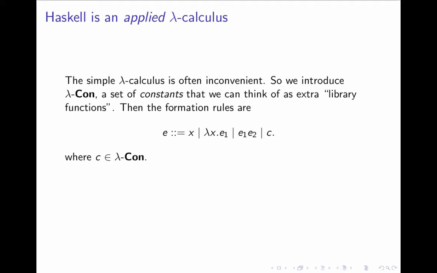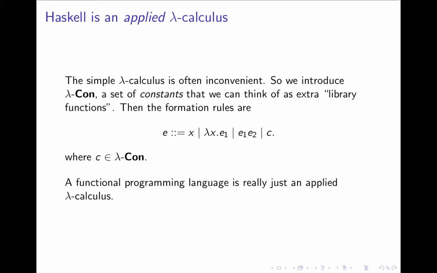And you're, of course, wondering now, what's this all got to do with Haskell? Well, Haskell is much richer than the simple lambda calculus that we've just seen. But there is a simple way of dealing with that. What we simply do is we introduce a set of library functions, or constants, as we call them. So if we do that, then the formation rules of our lambda calculus are amended a little bit. As an additional feature, we have the constants that belong to the set lambda con. And that's really all we need. Haskell is simply a version of the lambda calculus with a very large set of constants. A functional programming language like Haskell or Scheme or what have you is really just an applied lambda calculus with a large set of constants.